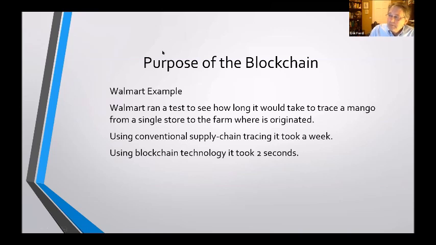So Walmart, this is a food safety example. Walmart ran a test to see how long it would take to trace an individual mango from a single store to the farm where it originated. Using their conventional supply chain tracing, it took a week for them to do that. When they used blockchain technology, it took 2 seconds.